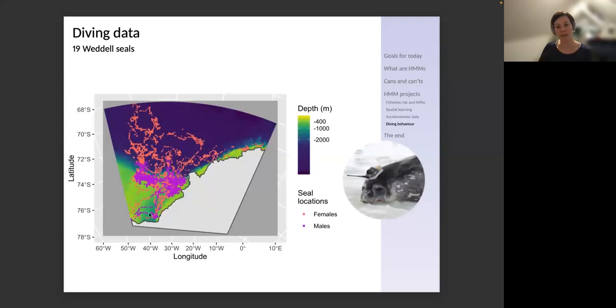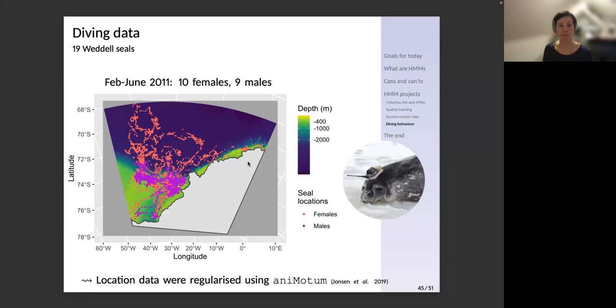So these are the tracking data. The males are in this darker purple color, and the females are in pink, and they go out into the really deep water. So you can see there's this trough underneath, which is a bit of a deeper area. The data that I analyzed were between February and June 2011, and we had 10 females and 9 males.